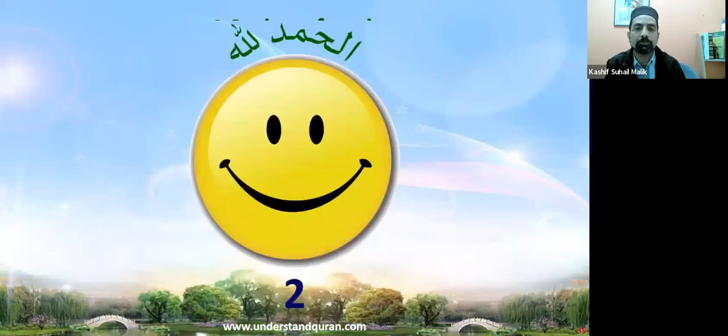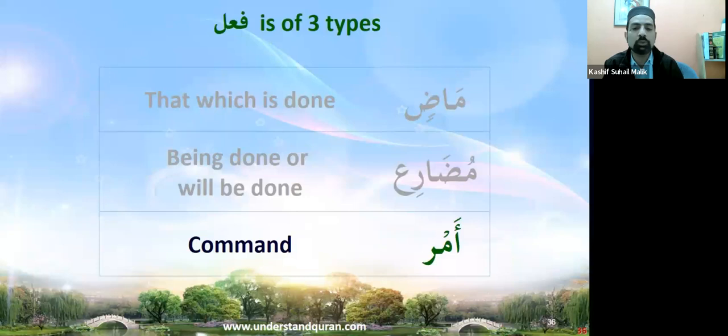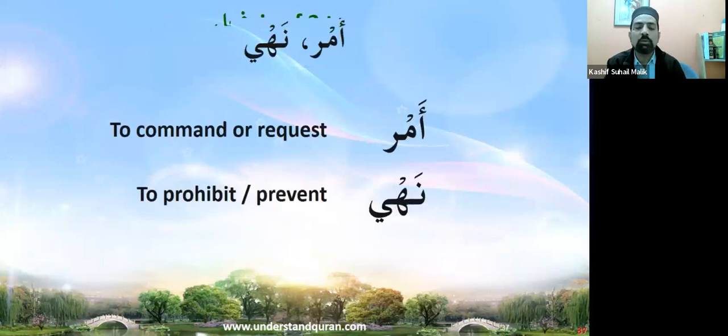So today, inshallah, we are going to do the amr, or the command form. Amr and nahi are written together, but amr means to command or request, and nahi means to prohibit or to prevent. If the form is being used by somebody senior speaking to a younger one, it will be a command. If a younger one says it to a senior, it will be a request. Similarly, if Allah is saying something, it is a command; when we say the same thing, it is a request.